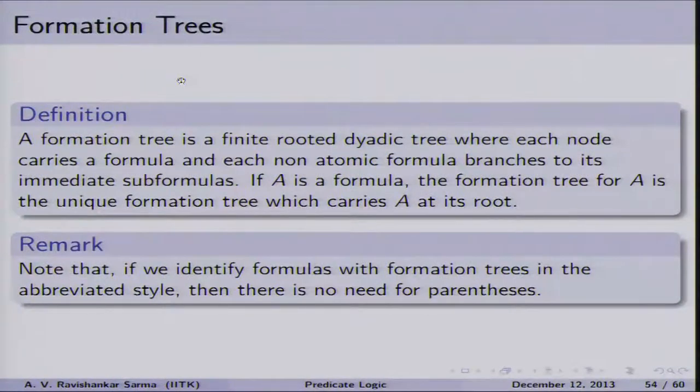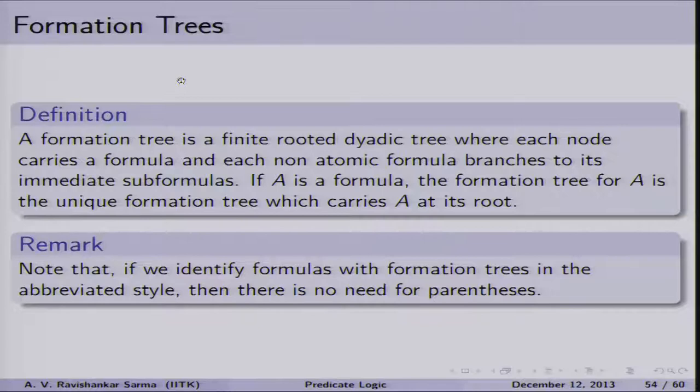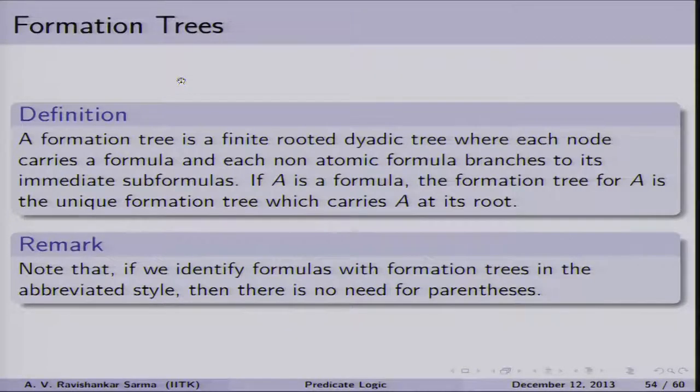A formation tree is a finite rooted dyadic tree where each node, the one at the topmost point, is considered the root. It is like a tree with a trunk and then branches and leaves. A formation tree is a finite rooted dyadic tree where each node carries a formula, that is, a given formula will be sitting at the node, and each non-atomic formula is expanded further. If it is an atomic formula, the tree ends there itself. In the context of propositional logic, the individual letters such as propositional variables P, Q, R are atomic formulas. In the context of predicate logic, constants, individuals, etc. all come under the category of atomic formulas.